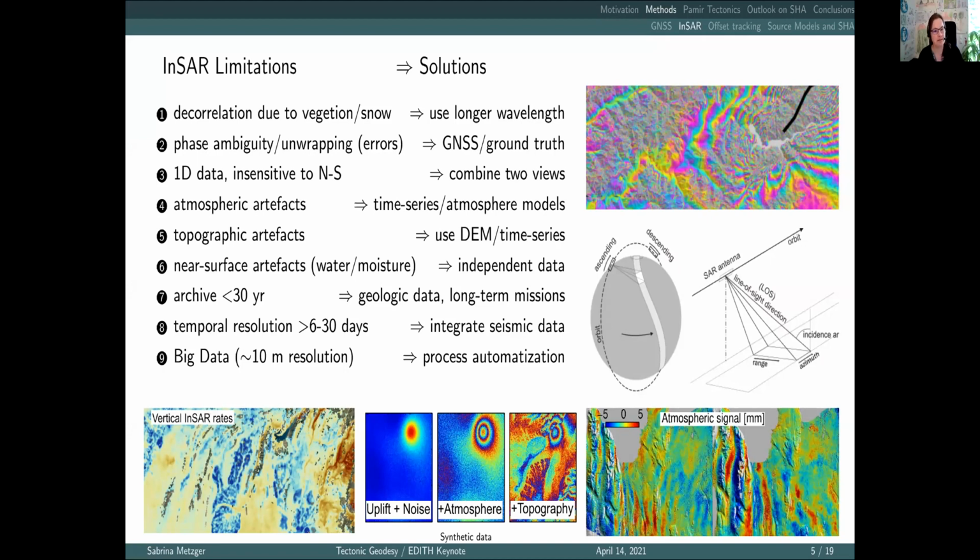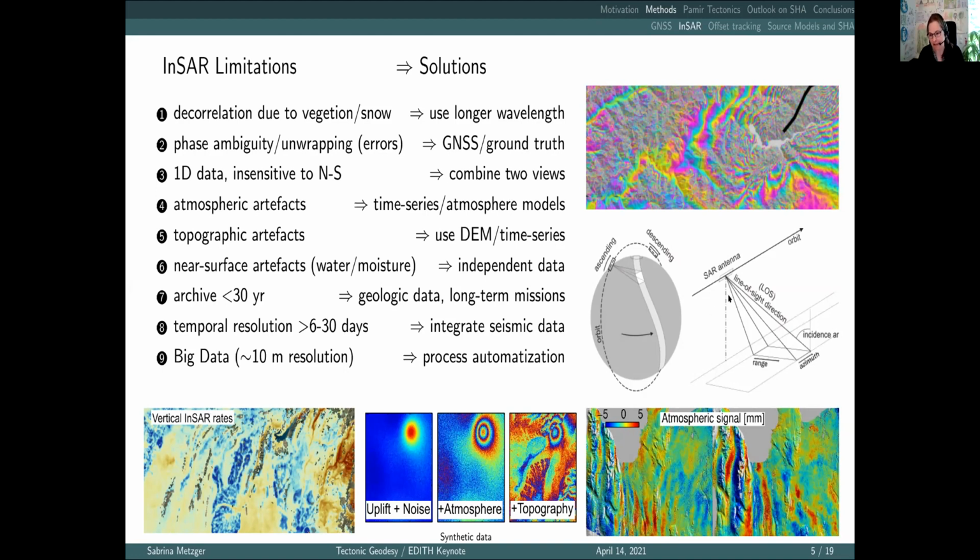Then there is this phase ambiguity, where we have to add another step called unwrapping, which is basically counting all the fringes that we see here. But that's already a first step of interpretation, particularly when the data is noisy. It's sometimes hard to correctly count these fringes. And here we really need GNSS data or another kind of ground truth data that we can embed our observations in and cross-check if our signs are correct and so on.